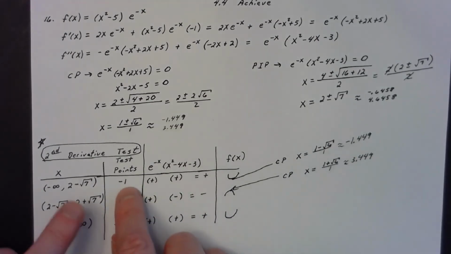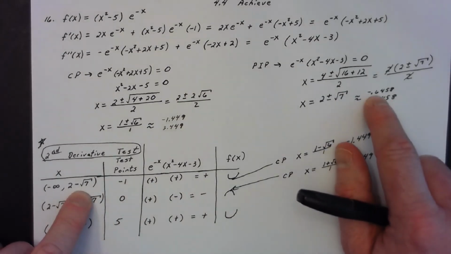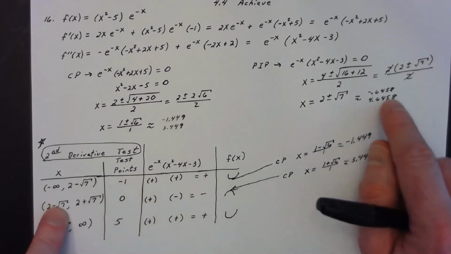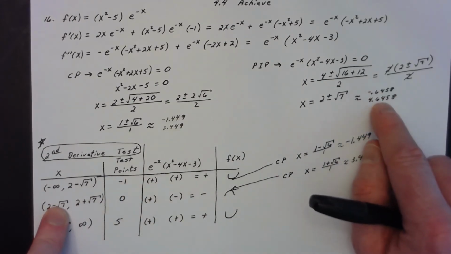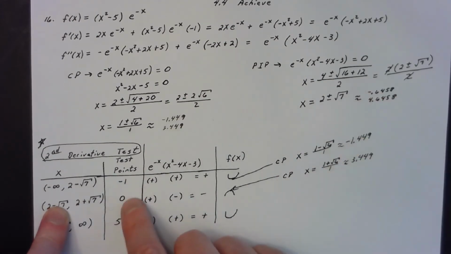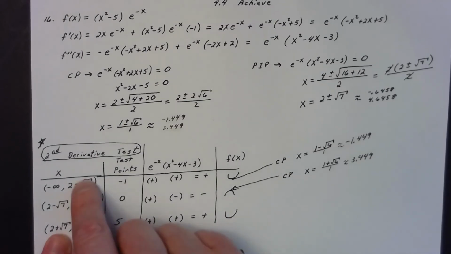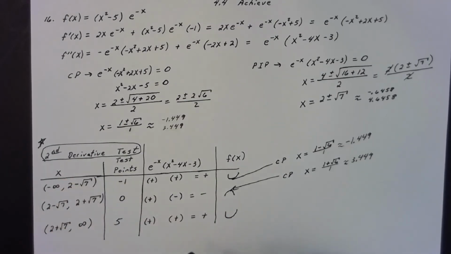I need to choose a point somewhere between -infinity and -0.646. I chose -1. Some number between -0.646 and 4.646, I chose 0. And some number between 4.646 and infinity, I chose 5. Nothing special about those other than they are within the region that they're supposed to represent.